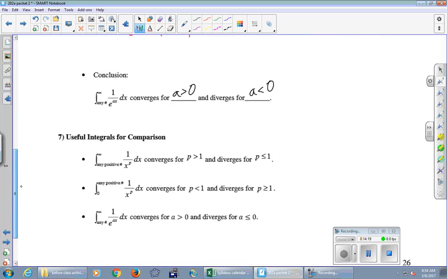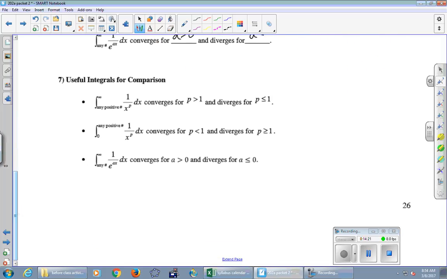Okay, so we now have 3 sets of useful integrals for comparison. The first 2 we talked about on the previous page. The last one is this new one here that we just wrote down. It is about 1 over e to the ax. It converges if a is bigger than 0, and diverges if a is less than 0. We're going to use all 3 of these over and over again, and we'll get used to them as we use them more.